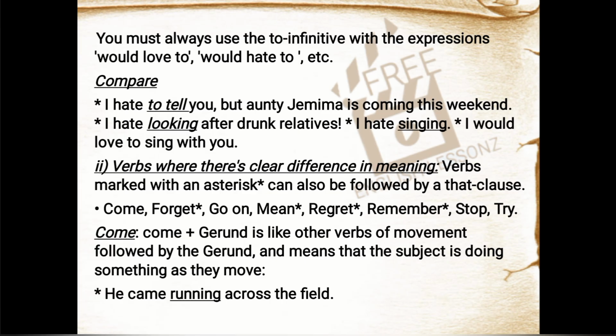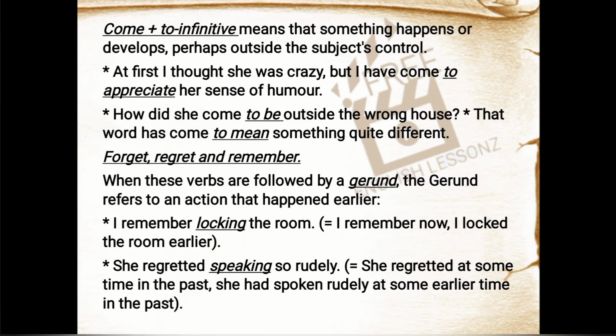2. Verbs where there's a clear difference in meaning. Verbs marked with an asterisk can also be followed by a that clause. Come, forget, go on, mean, regret, remember, stop, try. Come. Come plus gerund is like other verbs of movement followed by the gerund, and means that the subject is doing something as they move. He came running across the field. Come plus to infinitive means that something happens or develops, perhaps outside the subject's control. Examples: at first I thought she was crazy, but I have come to appreciate her sense of humor. How did she come to be outside the wrong house? That word has come to mean something quite different.